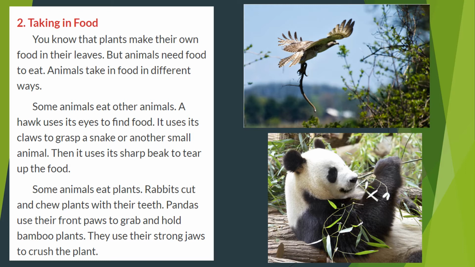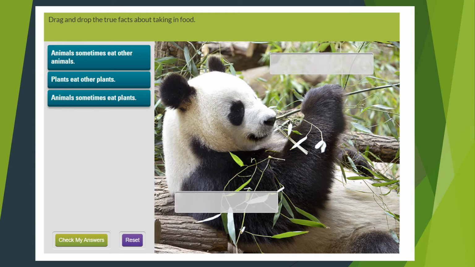Some animals eat plants. Rabbits cut and chew plants with their teeth. Pandas use their front paws to grab and hold bamboo plants. They use their strong jaws to crush the plant. The directions say drag and drop the true facts about taking in food. Let's read the 3 choices before we choose any. Animals sometimes eat other animals. Plants eat other plants. Animals sometimes eat plants.